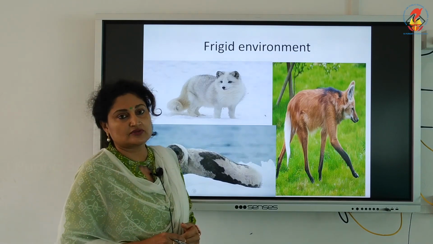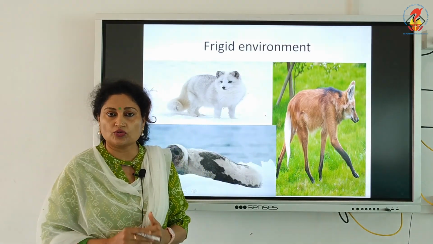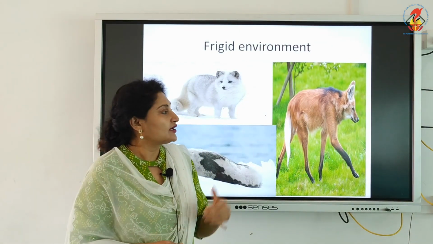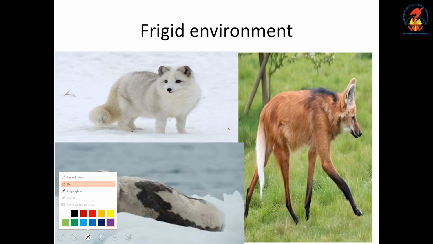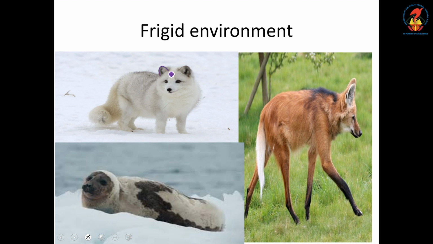frigid environment, where the environment is very, very cold, the polar regions. Now in the polar regions, usually the mammals, see, look at this is a polar wolf. Look at the ears. It has short ears and limbs. Look at the length of the limbs. The limbs are also short. So very importantly, they have short ears and short limbs.